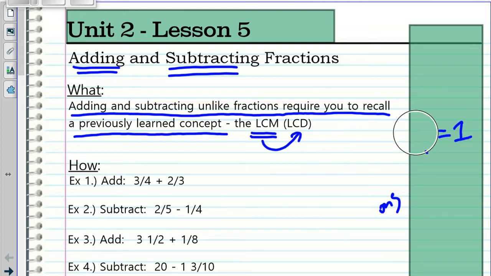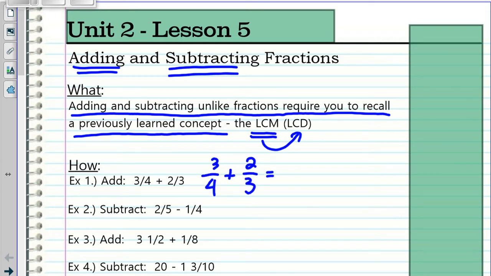Well, an unlike fraction is something that you see for number one, which means 3/4 plus 2/3. Right? Different denominators, unlike fractions. So here we have 3/4 plus 2/3. Now, what's the trick here? And I hope you can do this in your head by now without writing it down. What's the lowest common multiple between 4 and 3?